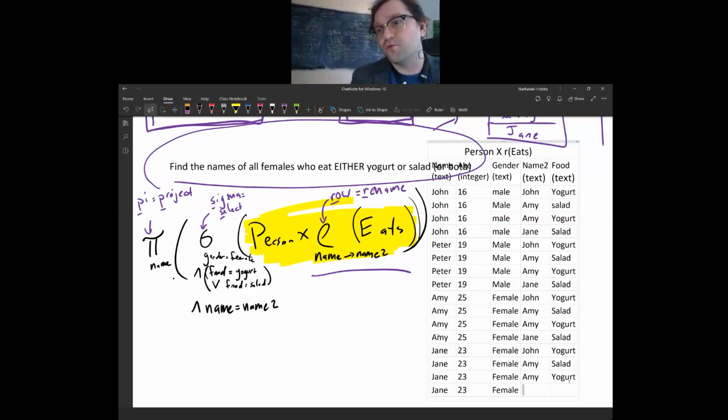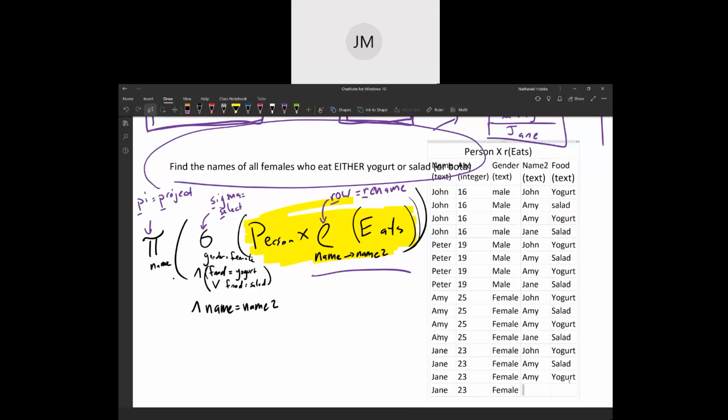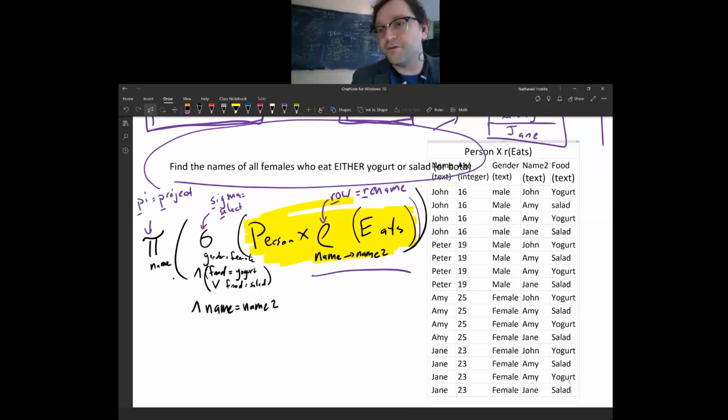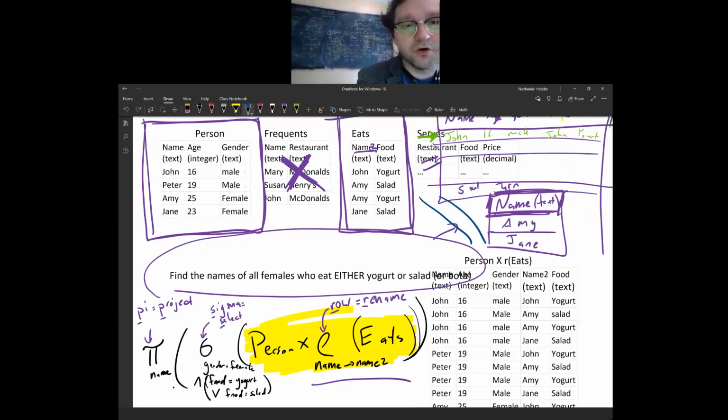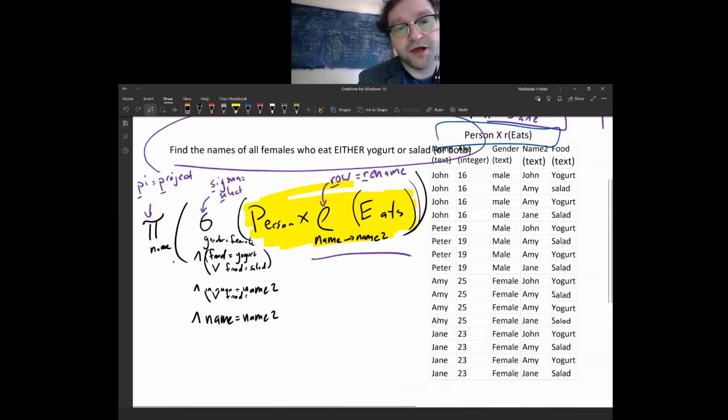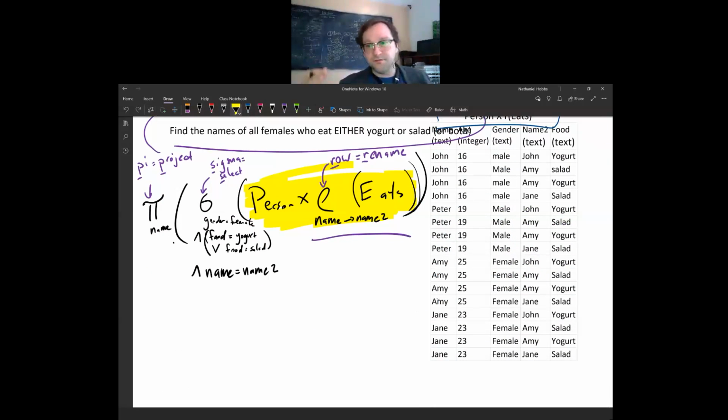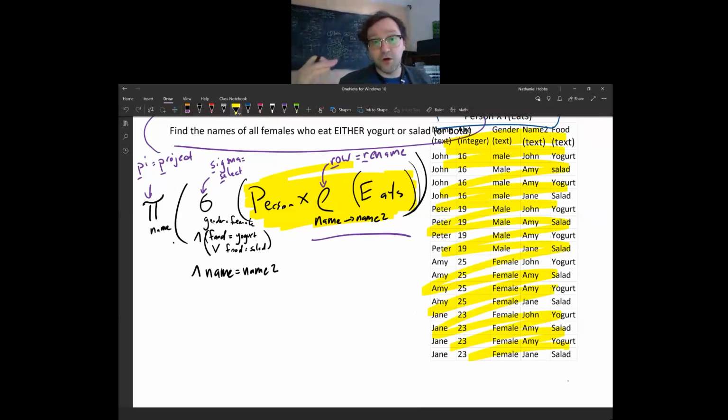How many columns are there here? I'm sorry, how many rows? 16. Yep, exactly, just like you said. So this is the whole result of the cross multiplication. Okay, so there's all 16 rows. That's this yellow part. So this yellow part now is this whole relation. Definitely feel a lot more comfortable with that now. Okay, great.